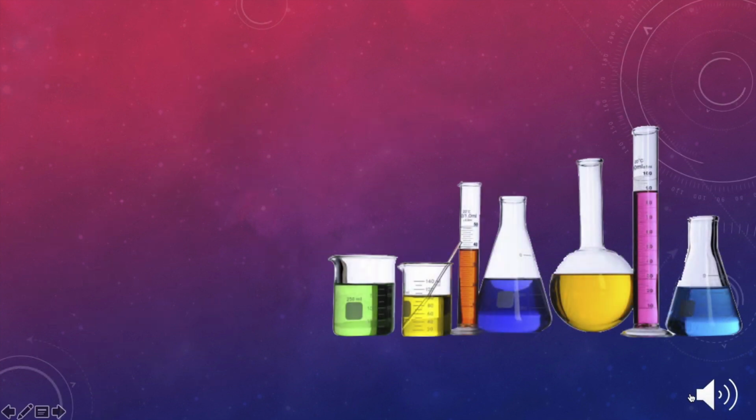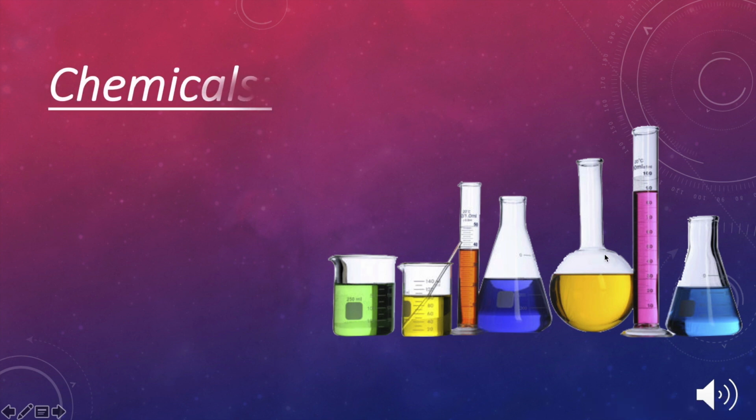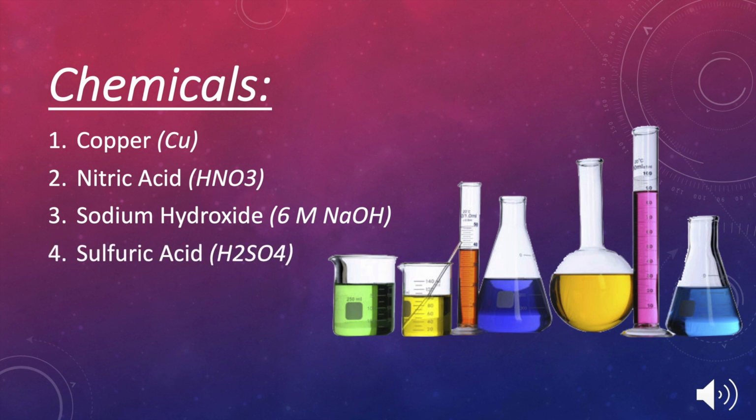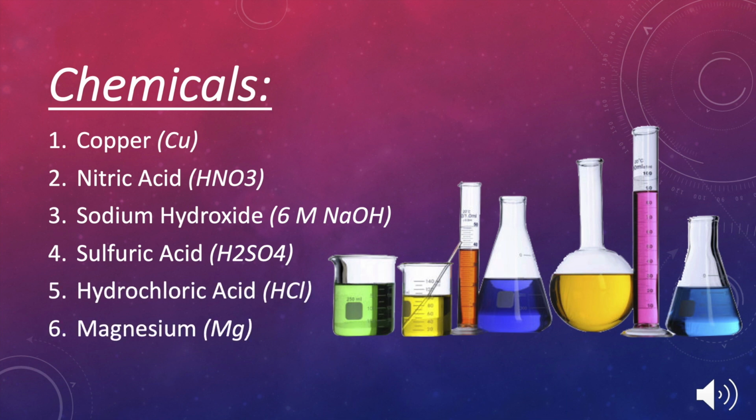The chemicals we're going to be using today are copper, Cu, nitric acid, HNO3, sodium hydroxide, a 6M concentration, NaOH, sulfuric acid, H2SO4, hydrochloric acid, HCl, and magnesium, Mg.